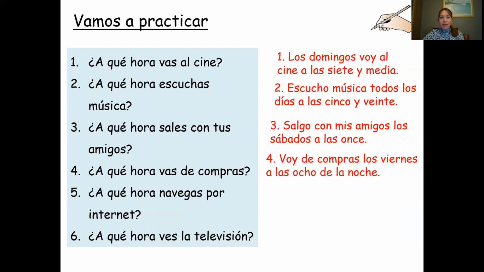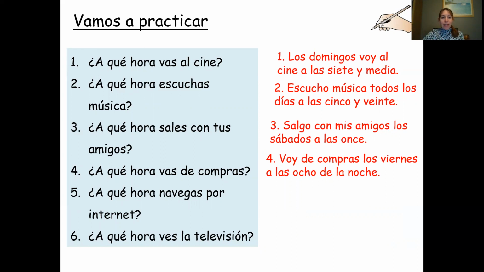Número 4, ¿a qué hora vas de compras? What time do you go shopping? And the answer, voy de compras los viernes a las 8 de la noche. So I go shopping on Fridays at 8 o'clock at night time. I told you it's total mentira, all made up.